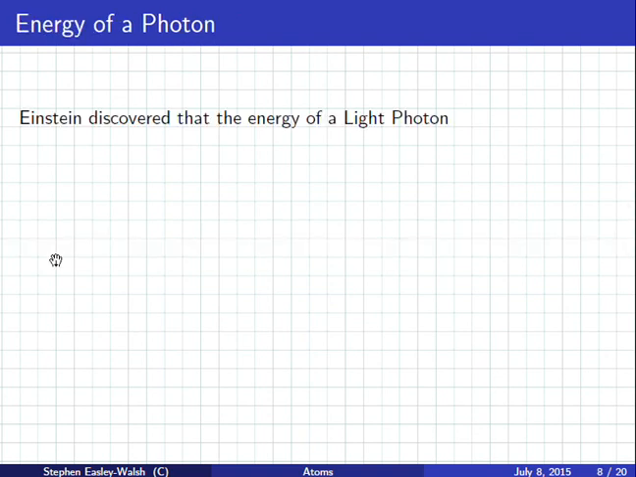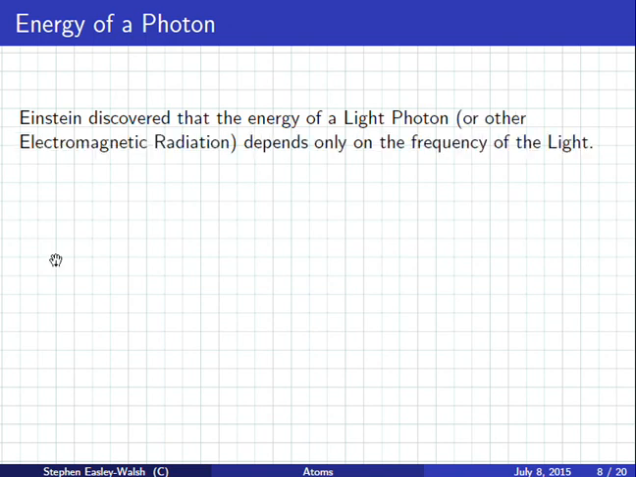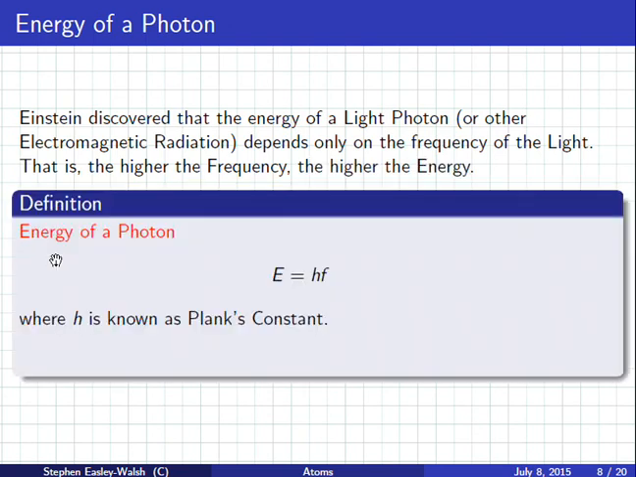Okay. Einstein discovered that the energy of a light photon, or other electromagnetic radiation, depends only on the frequency of the light. That is, the higher the frequency, the higher the energy. So the only thing you need to know is the frequency. If you know the frequency of the light photon, then you can know how much energy it has. The formula is very simple. The energy is equal to this Planck constant multiplied by frequency, and the value of this constant is this number here.